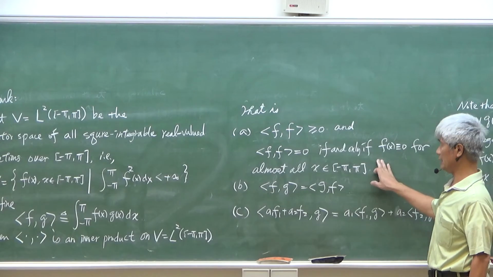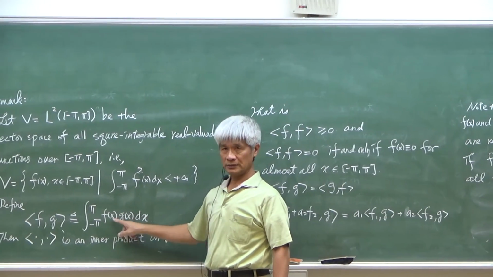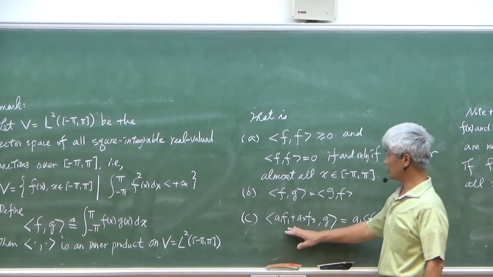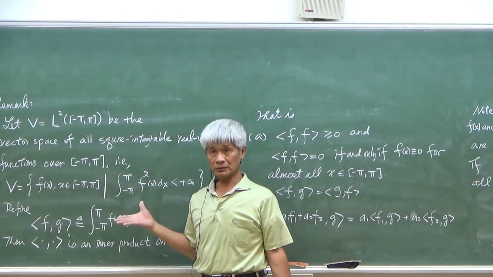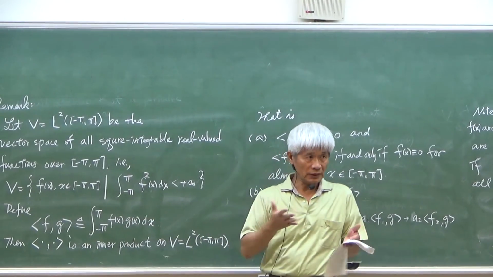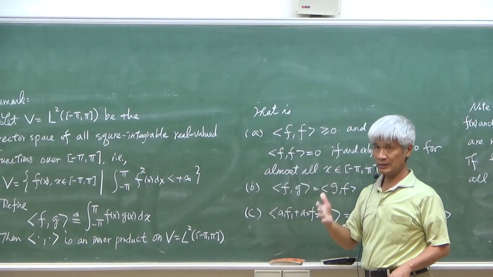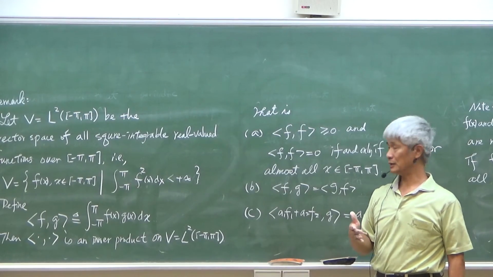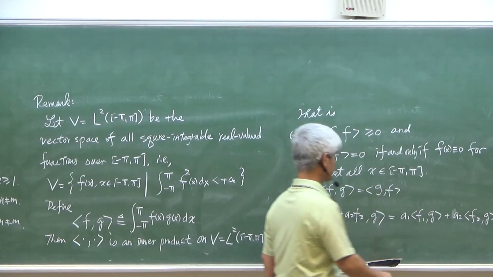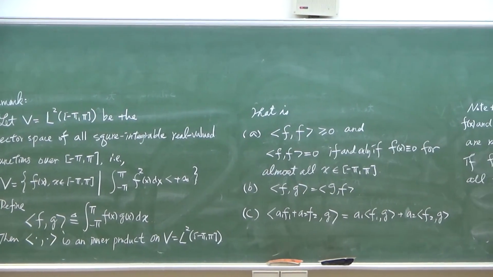So part A is very convincing, right? For the second part, you can change the roles of f and g. So it's symmetric, of course. The third part is from the linearity of the integral. So when you put it in here, by the linearity of the integral, you prove C. So you can derive A, B, C.